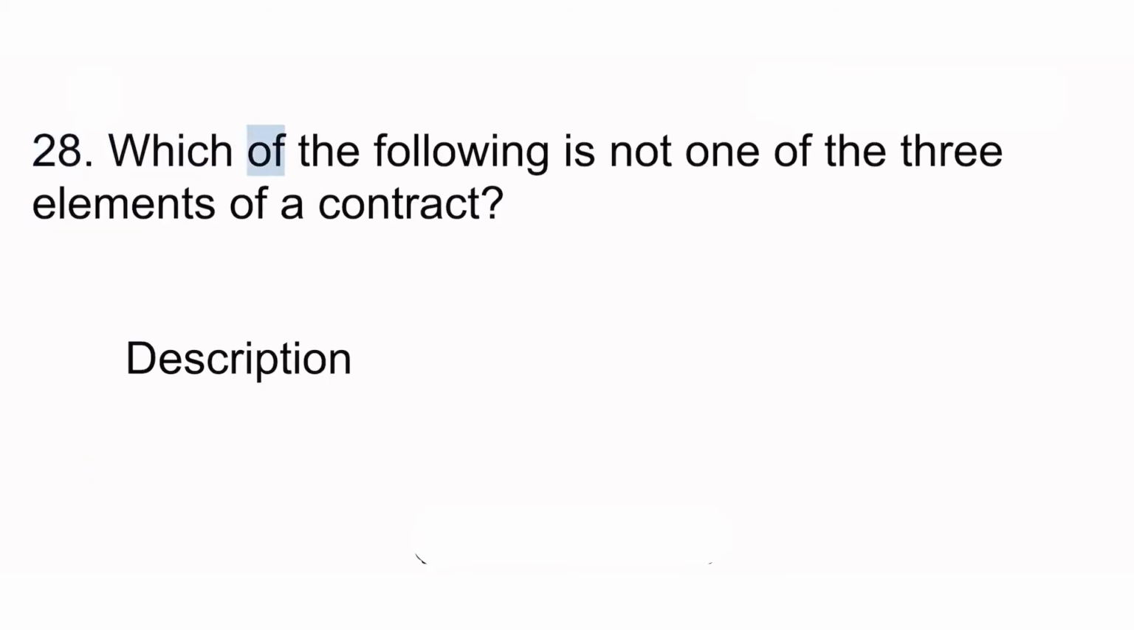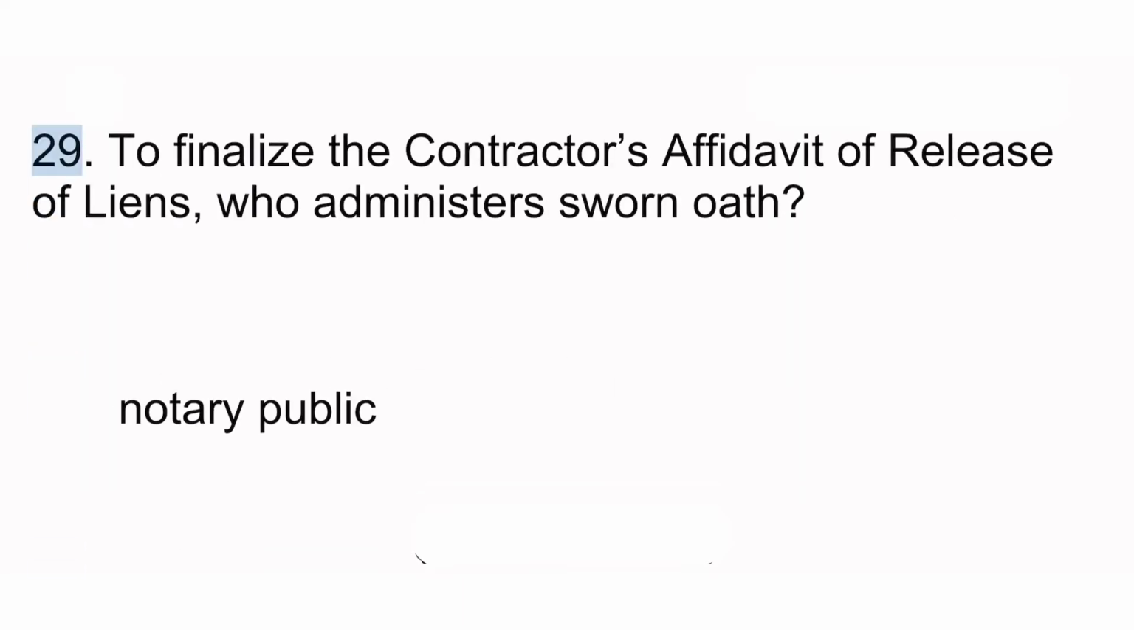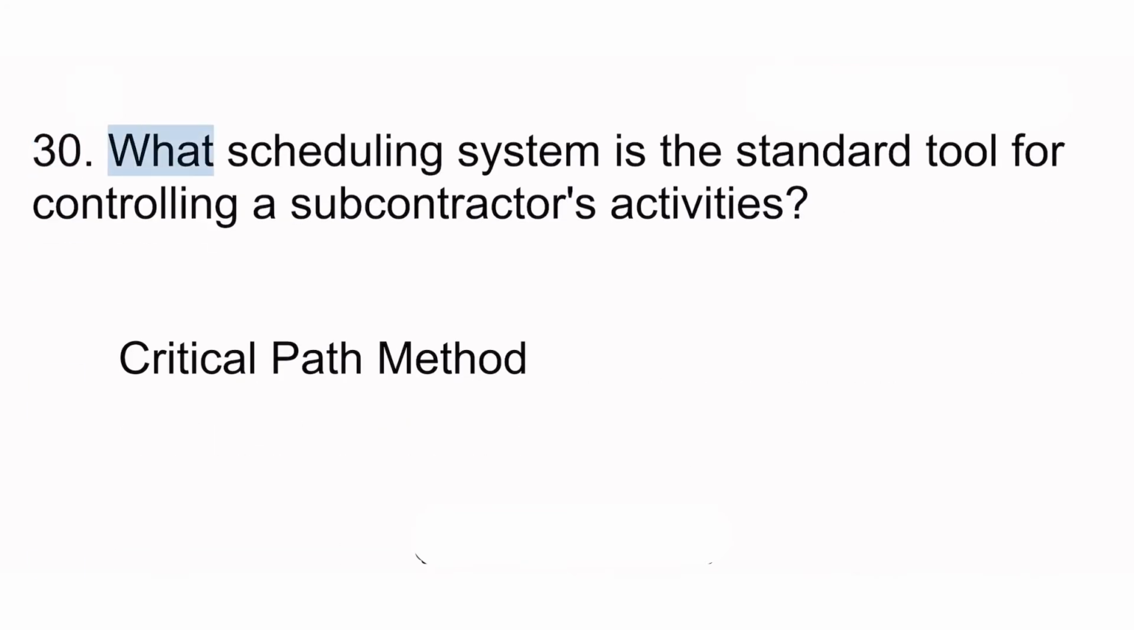28. Which of the following is not one of the three elements of a contract? Description. 29. To finalize the contractor's affidavit of release of liens, who administers the sworn oath? Notary public. 30. What scheduling system is the standard tool for controlling a subcontractor's activities? Critical path method.